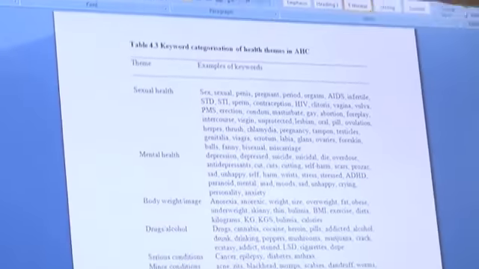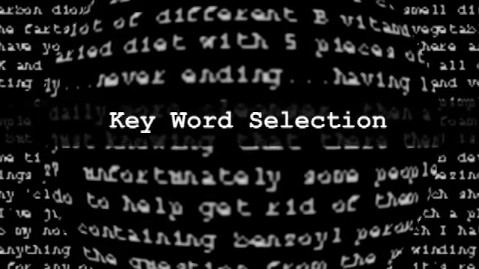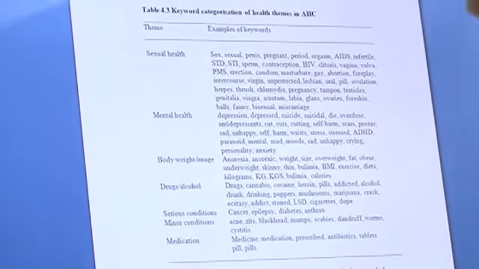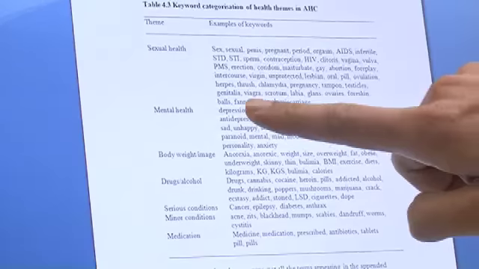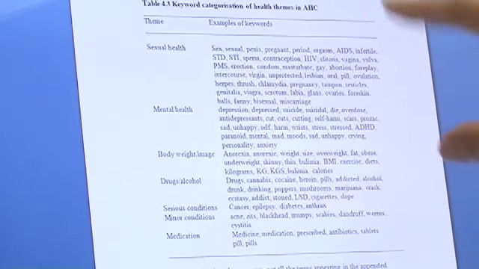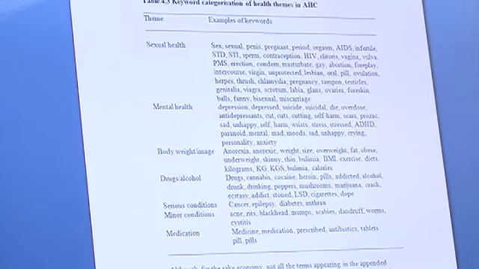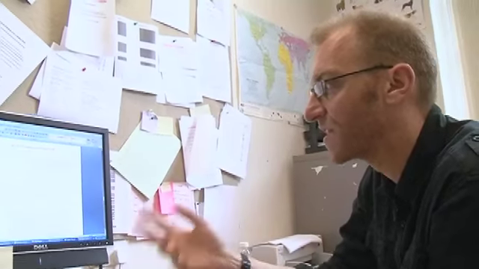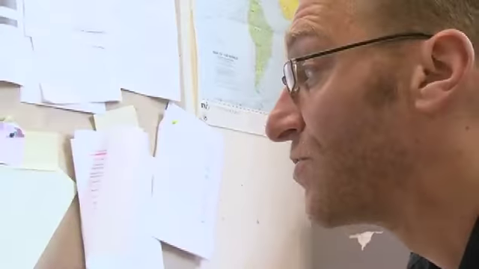So here we have what we call a keyword selection. These are words that you can see on the right, for example, sex, depression, anorexia, drugs, cancer, which are what we call key words. These are words that occur frequently, so they are a good indication of some of the significant themes, the common themes that people are interested in.